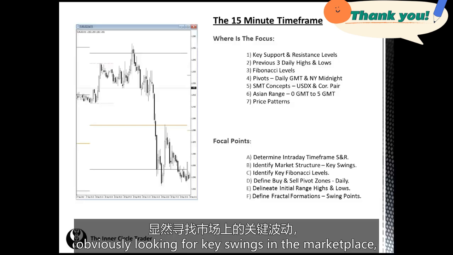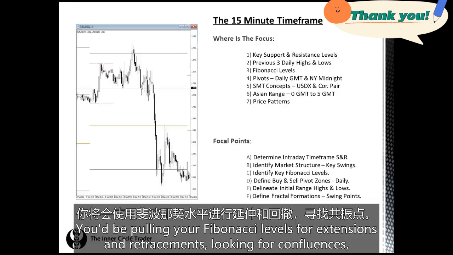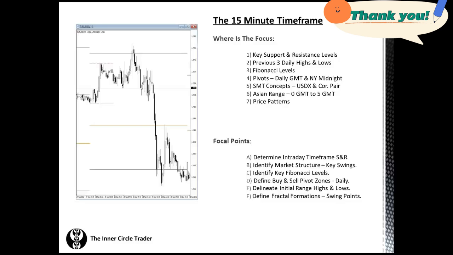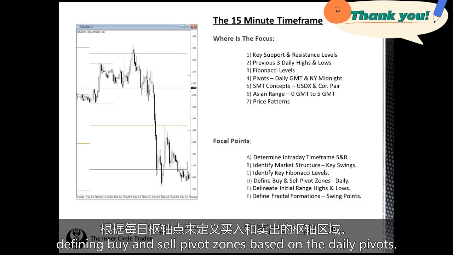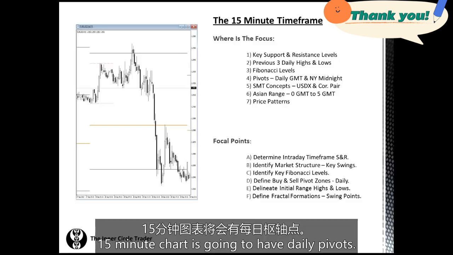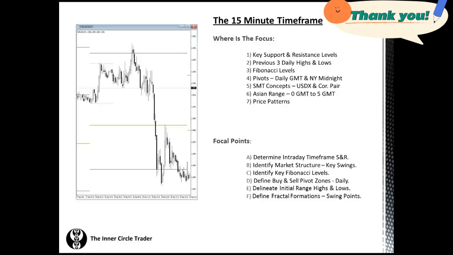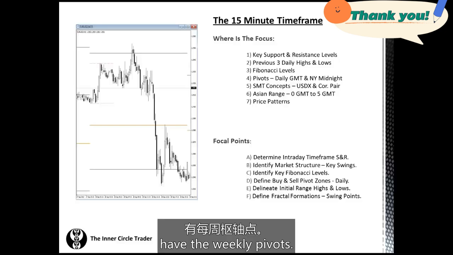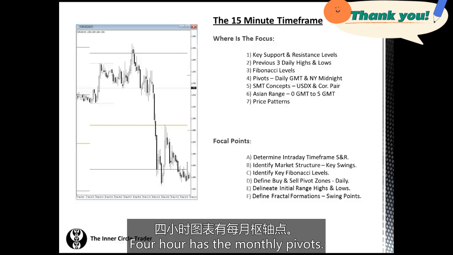Obviously, looking for key swings in the marketplace, highs and lows. You'd be pulling your Fibonacci levels for extensions and retracements, looking for confluences. Defining buy and sell pivot zones based on the daily pivots. Again, the 15-minute chart is going to have the daily pivots. The 60-minute will have the weekly pivots. The 4-hour has the monthly pivots.